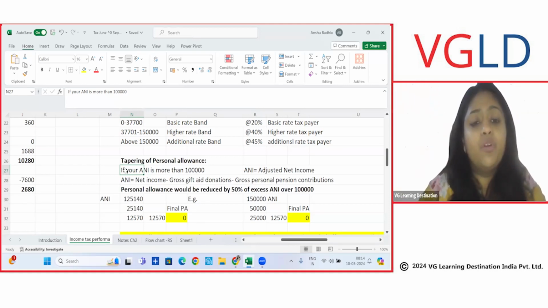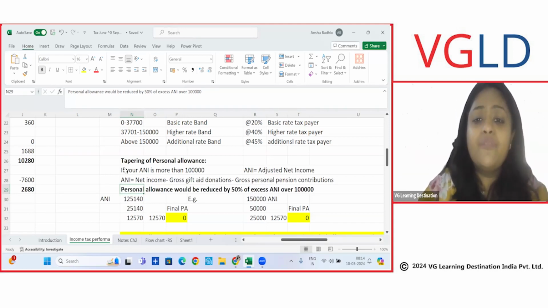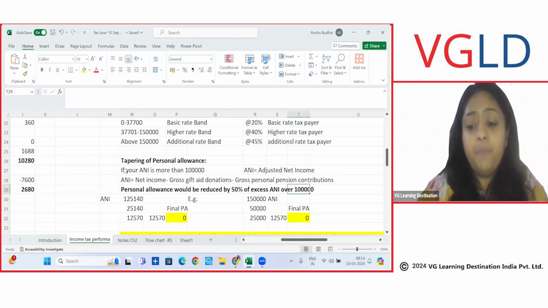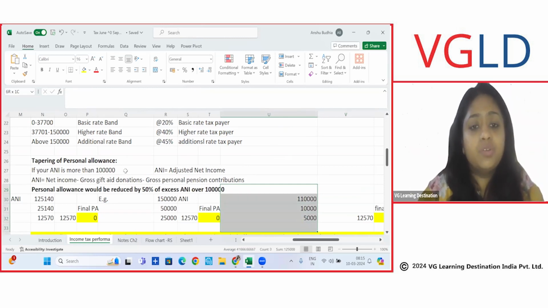How do we calculate the tapering of PA now? You just take the excess of adjusted net income over 1 lakh. Suppose your adjusted net income is 1 lakh 10,000. How much is the excess over 1 lakh? 10,000. Take 50% of the excess. 50% of 10,000 is 5,000. So your PA will be reduced by 5,000. That means if your PA is 12,570, you will reduce 5,000 from it. So PA will become 7,570. And that you will reduce from your net income.